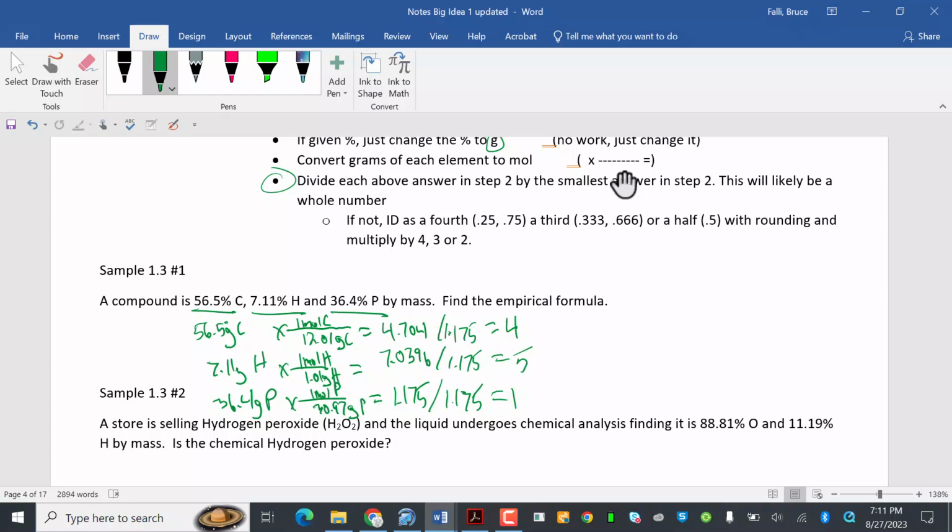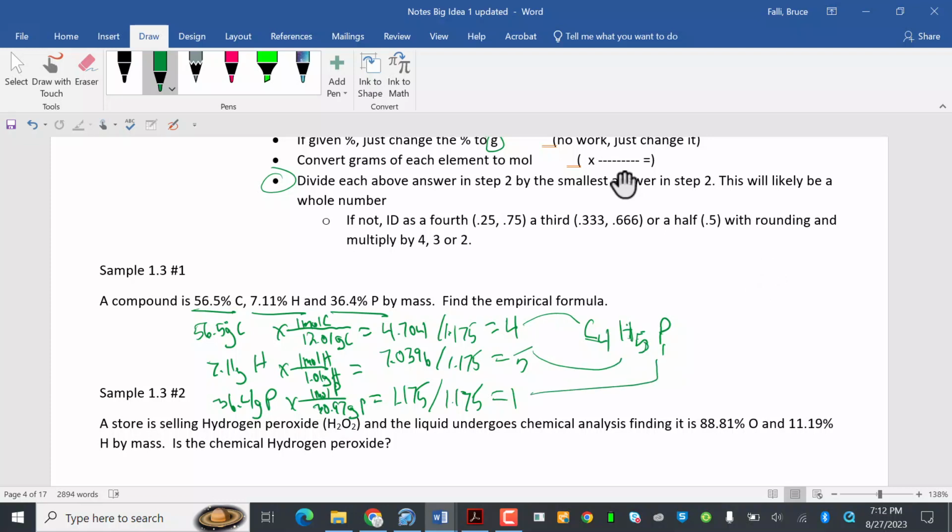So that means my compound is going to be C4. Whoops, let's do it again. C4H5P1. C is 4, H is 5, P is 1. Doesn't matter what order you put it in.